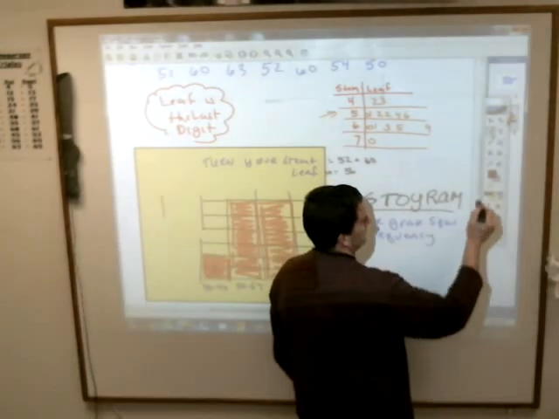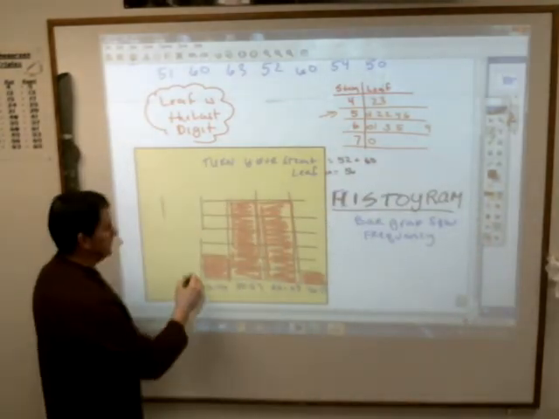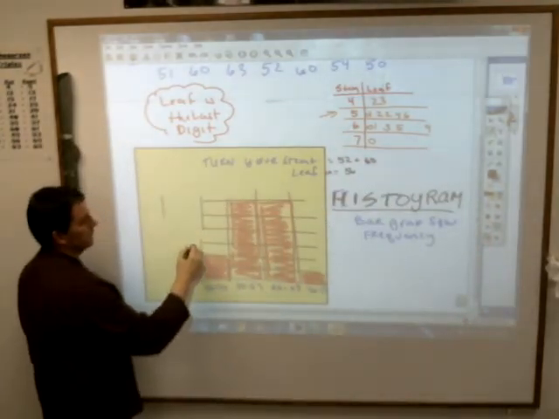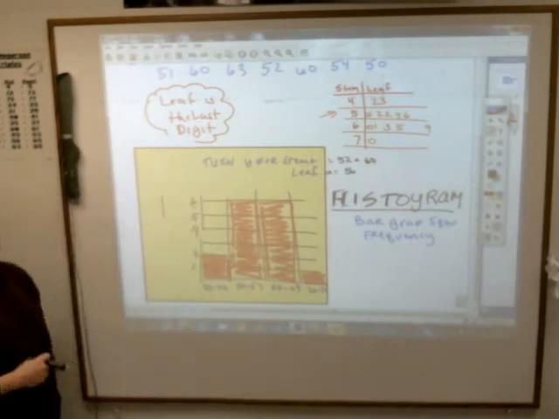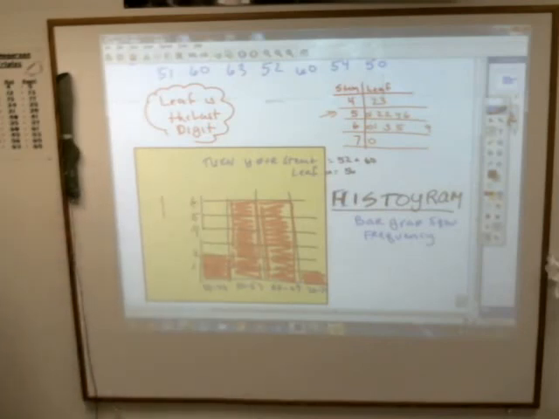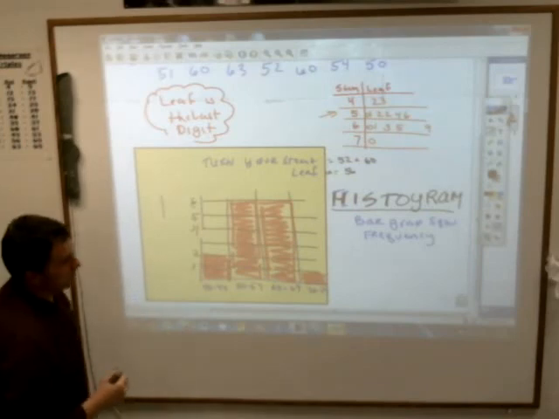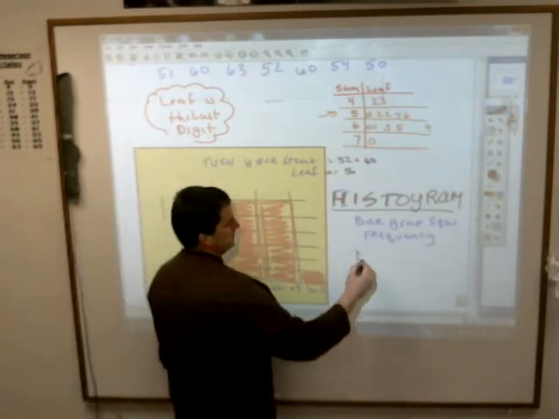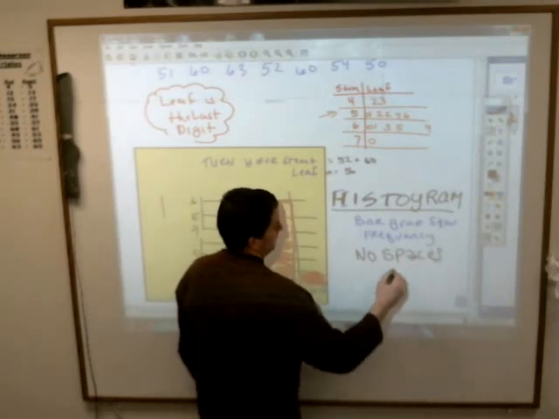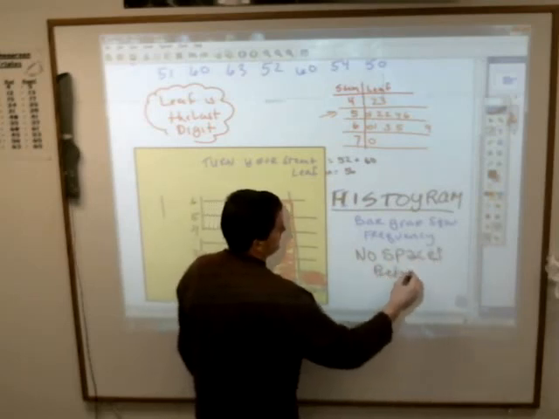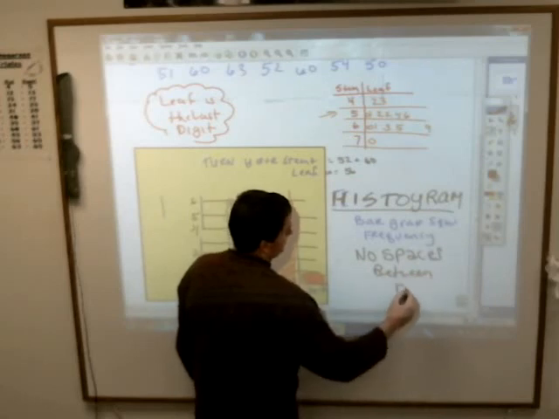This, then, children, is your garden variety basic histogram. Now, one thing you notice about this bar graph is that there are no spaces between the bars. No spaces between the bars.